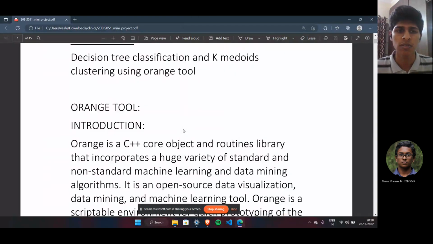Hello everyone. Today we are going to see about two different problems. One is dictionary classification and K-means clustering using the Orange tool. And the other is a problem based on sentiment analysis.